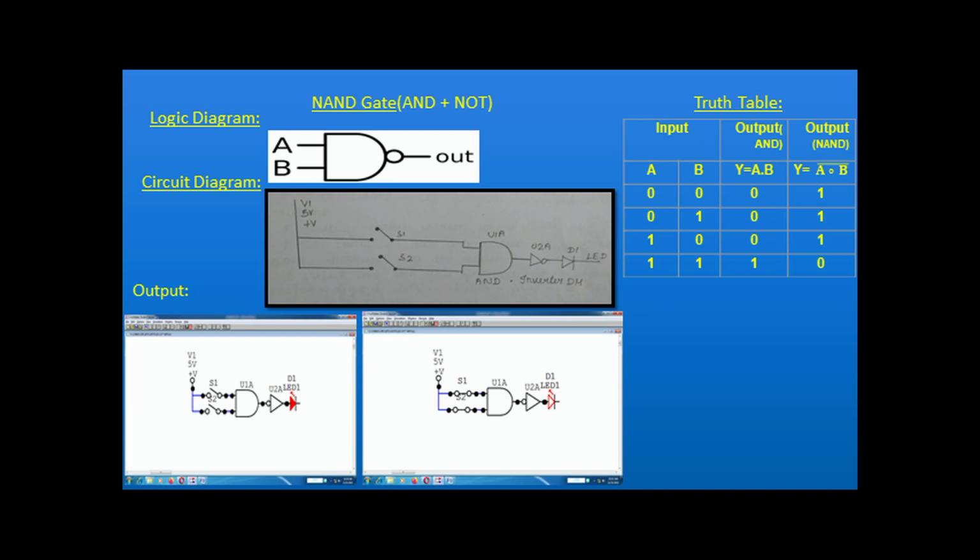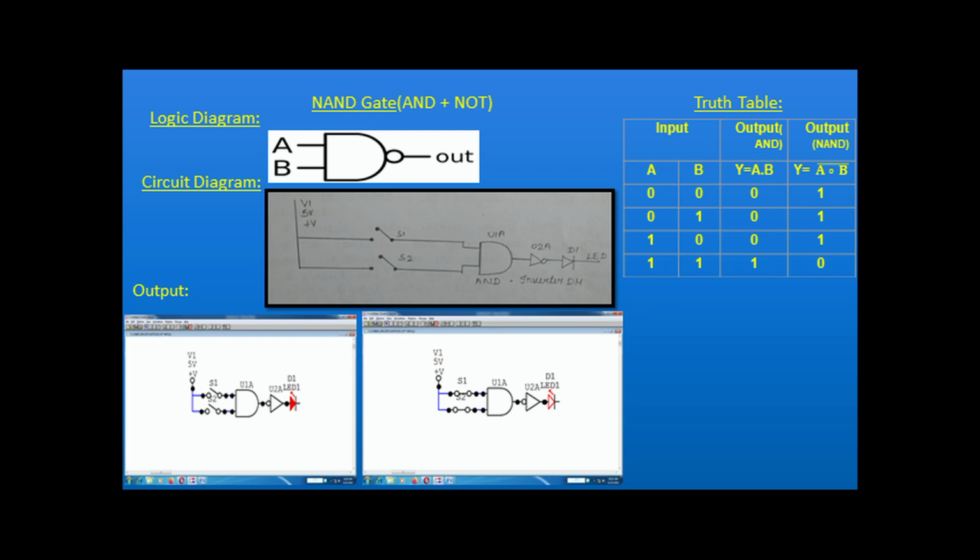What is the output of the NAND gate? It is the reverse of the AND gate output. You can see it from the truth table: 0 0 0 1, I am going to reverse it here, 1 1 1 0. That is the output of the NAND gate. Now you can see the logic diagram of the NAND gate. It is the same as the AND gate, but there is a small bubble at the output. The NAND gate, not AND gate, is called NAND gate.